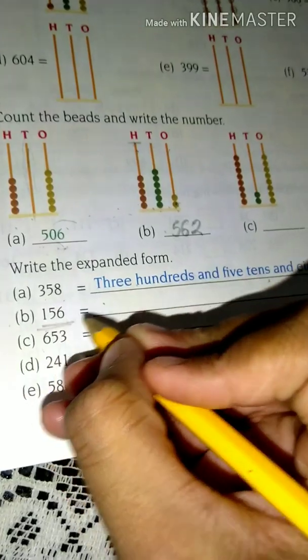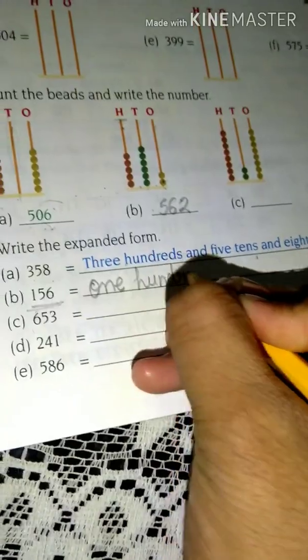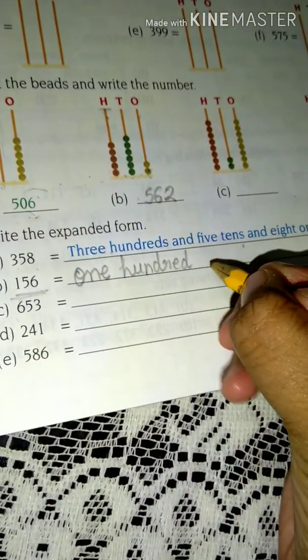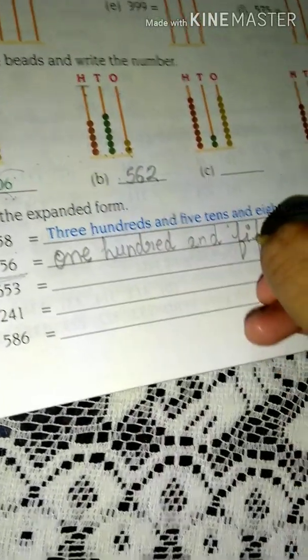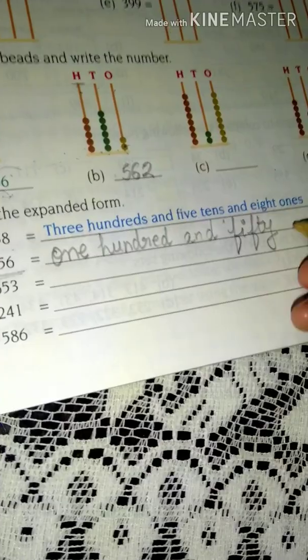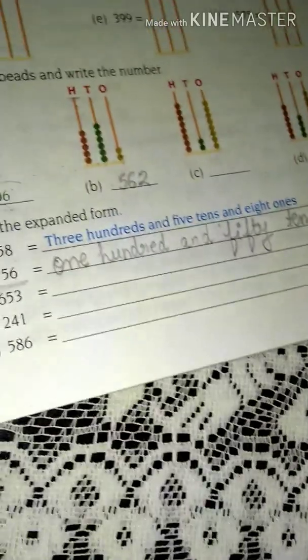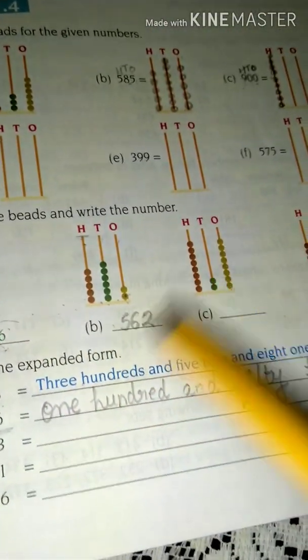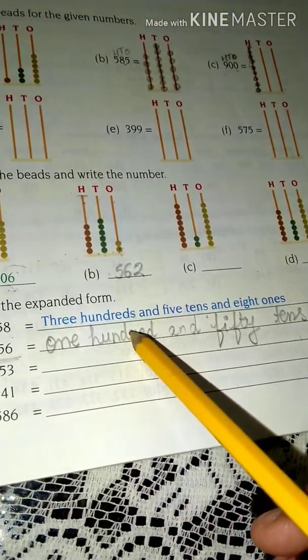Okay, so here 100, here you will not use S, 100 and 50 tens and 6 ones. The same thing we were doing in the abacus, the same thing we are writing also. 100 and 50 tens and 6 ones.